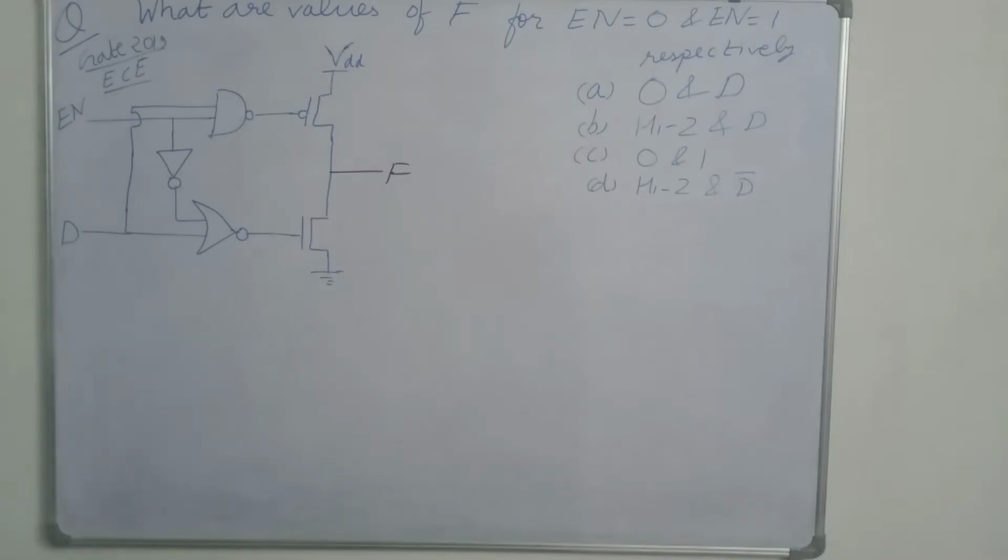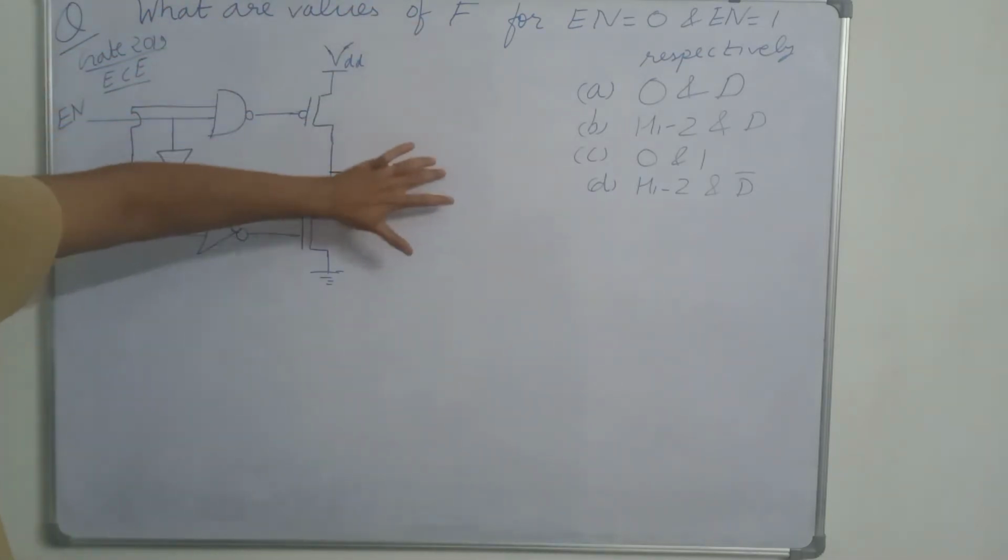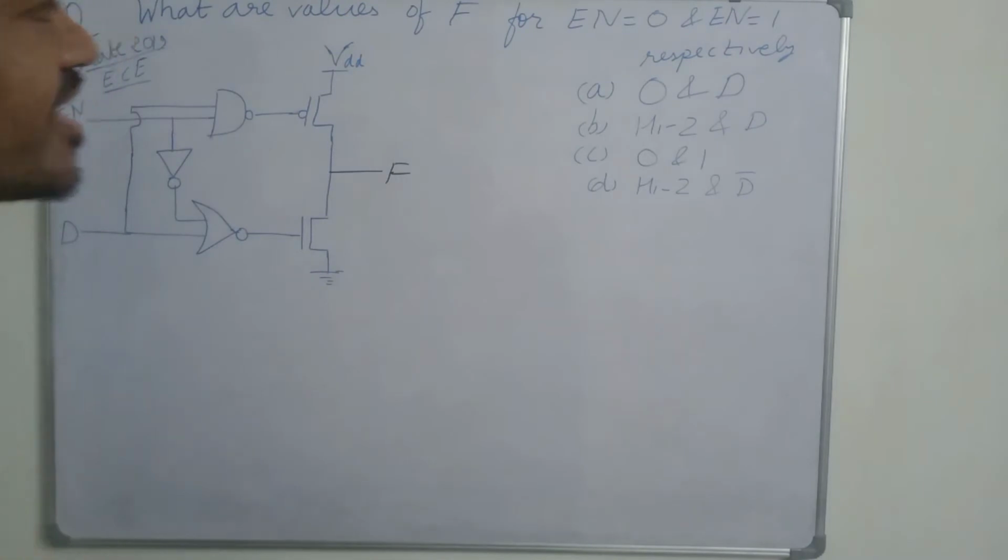So we are solving a question from GATE 2019 electronics branch. This is a 1 mark question and we have to find the value of F. F is the output for enable equal to 0 and enable equal to 1 respectively. So this is the circuit.